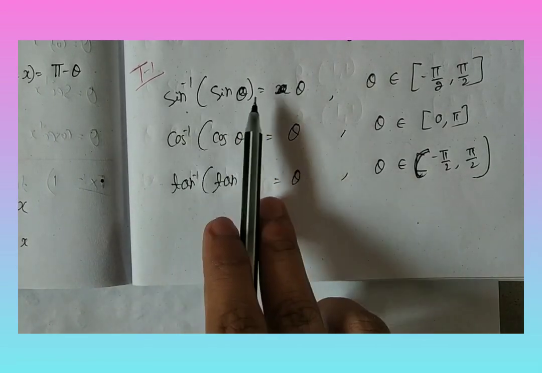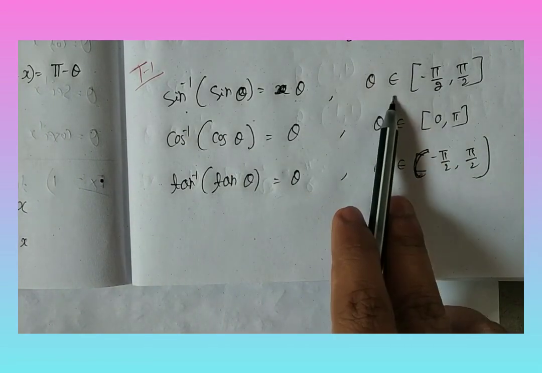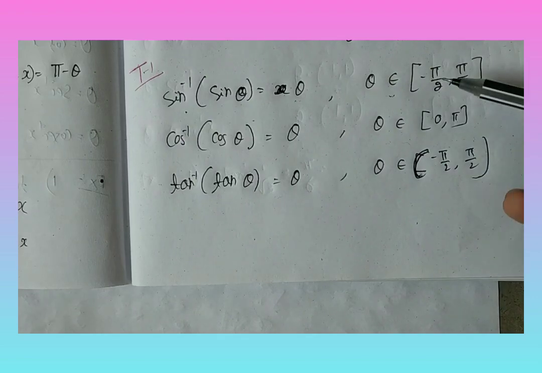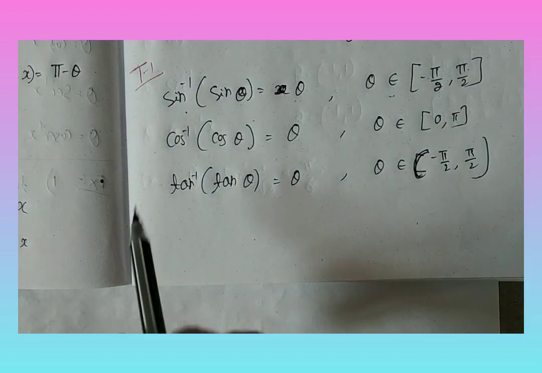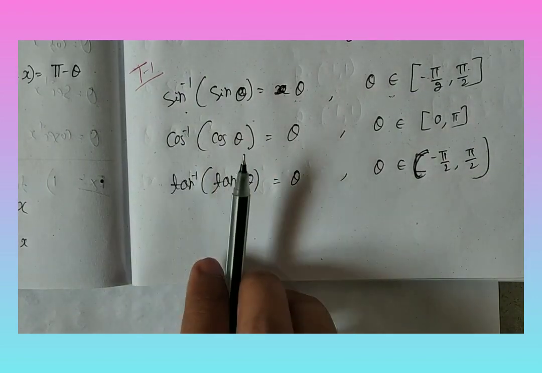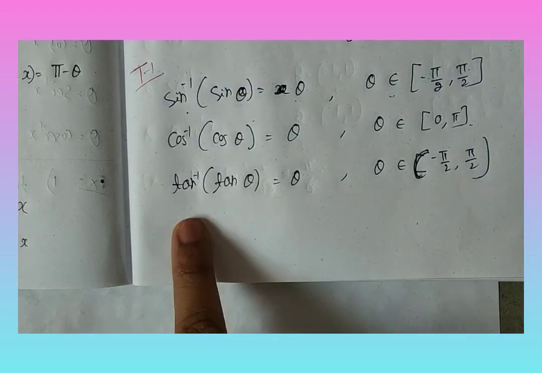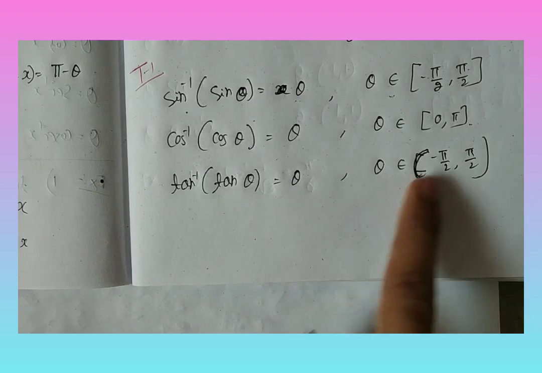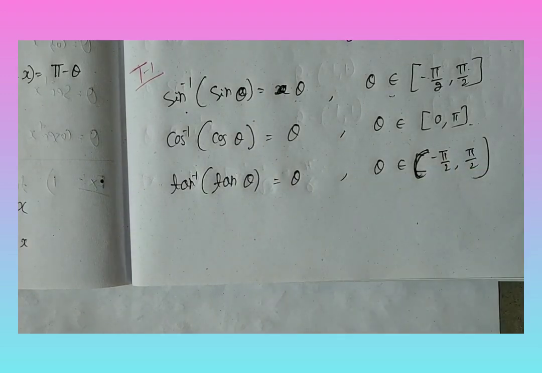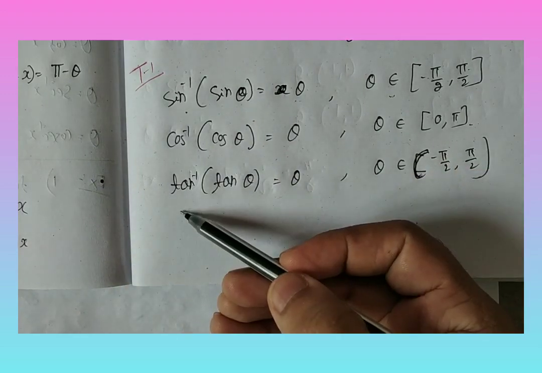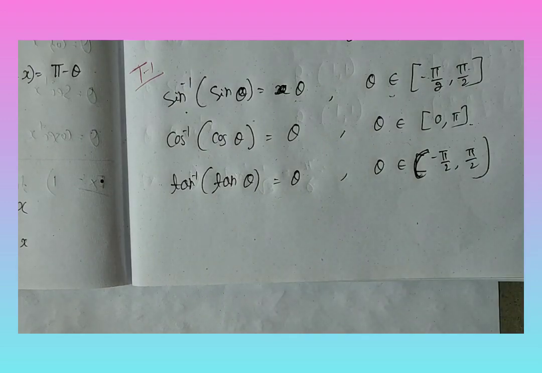First formula: sin inverse sin theta is equal to theta if theta belongs to the closed interval minus 90 to plus 90. Second, cos inverse cos theta is equal to theta if theta belongs to 0 to 180. Tan inverse tan theta equals theta if theta belongs to minus 90 to plus 90. Similarly for cot inverse, sec inverse and cosec inverse.